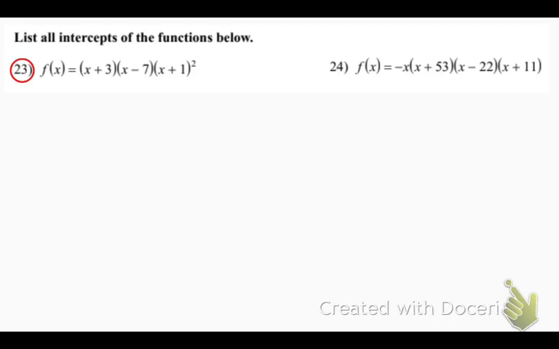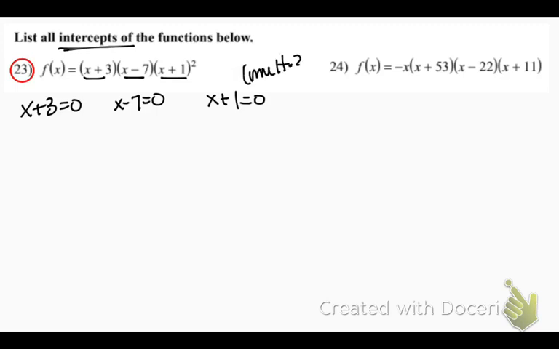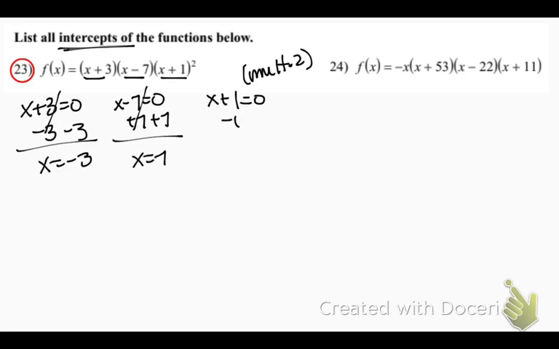Okay, 23 and 24, they say list all intercepts of the function below. This is very similar to what we've been doing. I have 1, 2, 3 distinct factors, but 4 in total because of that square. So I have x plus 3. I can set it equal to 0 because I'm looking for intercepts. x minus 7, and x plus 1 equal to 0. And just remember that this has a multiplicity 2. So I'm going to subtract 3 to find my first one. I'm going to add 7 to find my second one and subtract 1 for my last one.